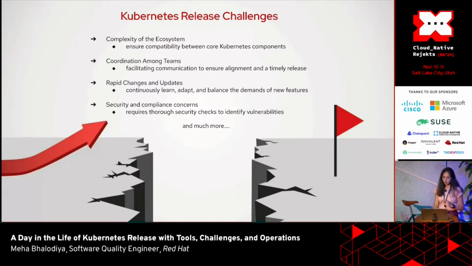Now a change in one component can disrupt another, potentially leading to failure or some unexpected behavior, right? Now let's see what can be another challenge: coordination among the teams. As I said, the release team comprises multiple sub-teams like the enhancement team, release signal team, communications team, branch manager, and release notes. So yes, we need to coordinate all those who are involved.